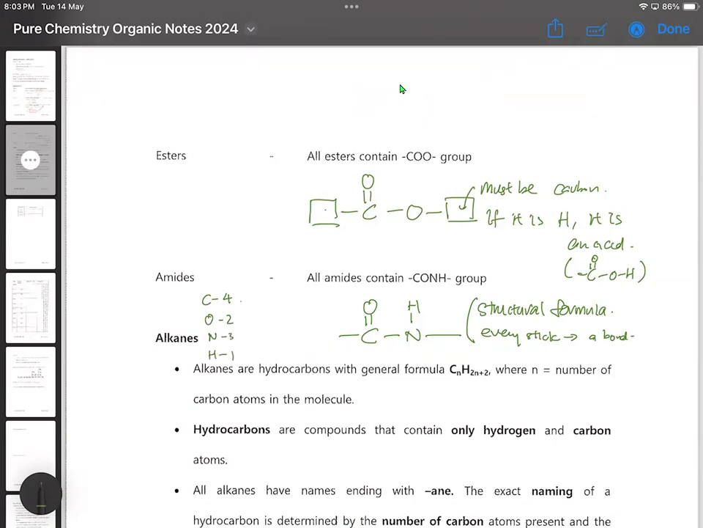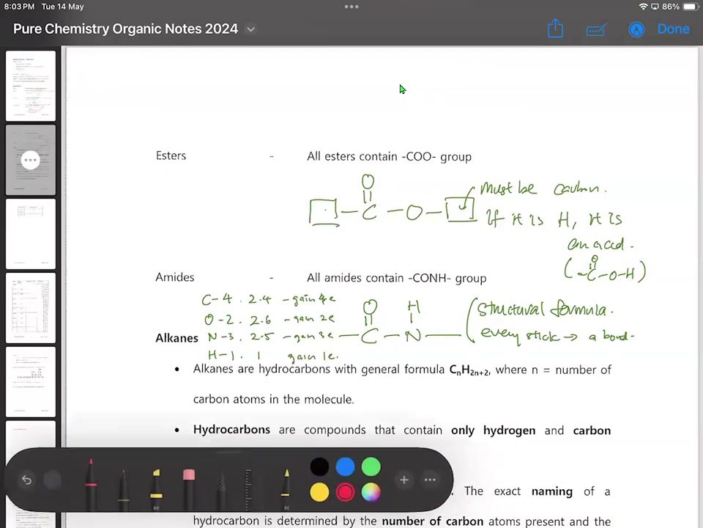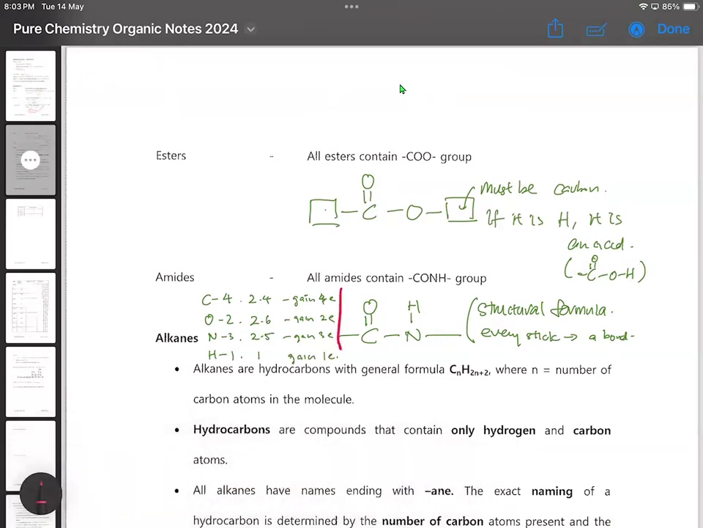All these are linked to their electronic configuration: 2,4, 2,6, 2,5, and 1. Carbon needs to gain 4 electrons to be stable. Oxygen needs to gain 2. Nitrogen needs to gain 3. And hydrogen needs to gain 1. For this reason, this is the number of bonds that you will need to draw when you draw this structural formula, all based on their electron configuration.